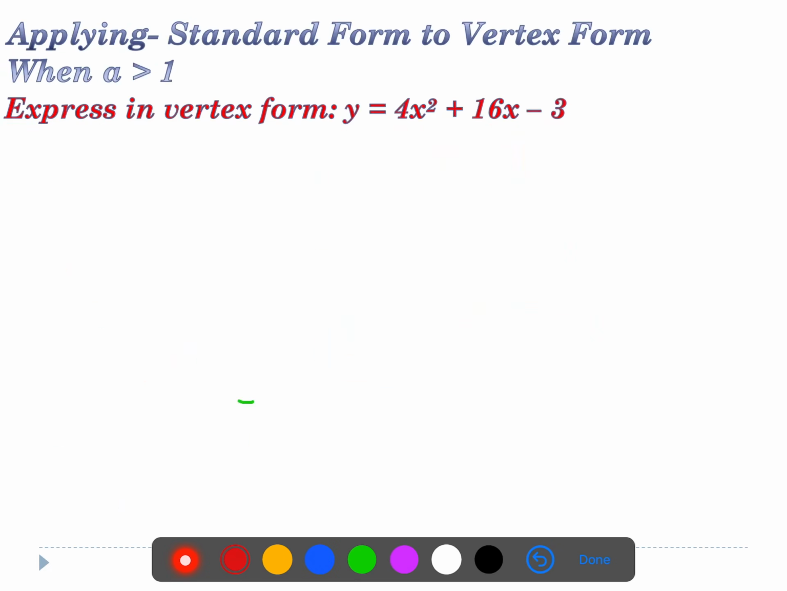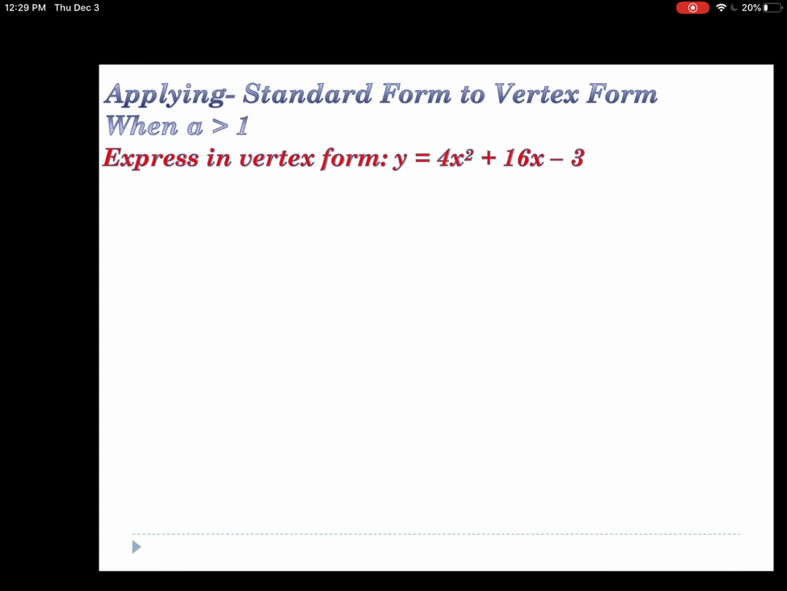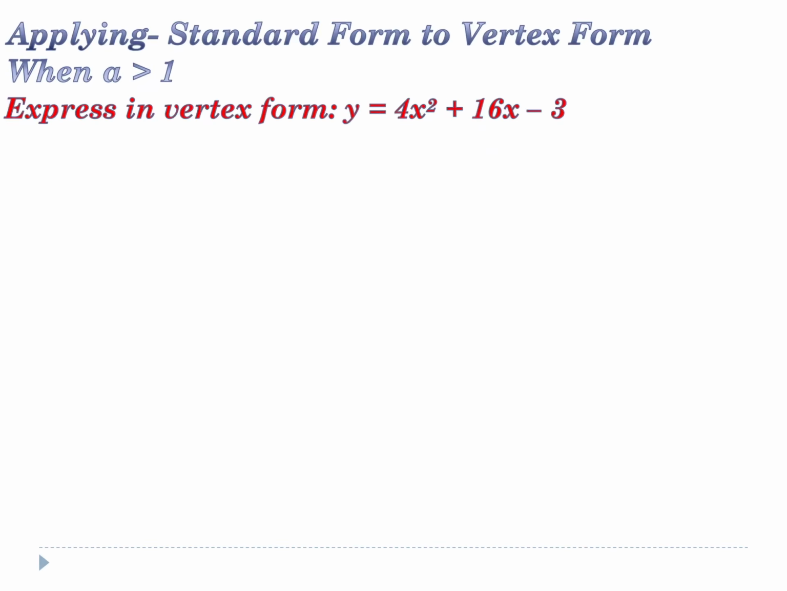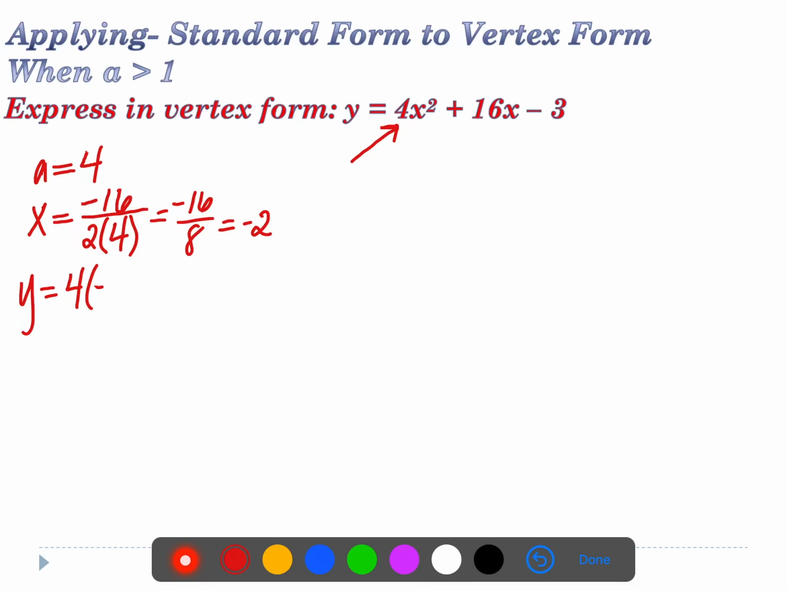Okay, we'll try this again. The first thing we want to figure out is the a value. In this case, my a value is 4. And then we're going to find our axis of symmetry and our vertex to plug in. We get -16 over 8, which is -2 for my axis of symmetry. And then we'll plug that in.